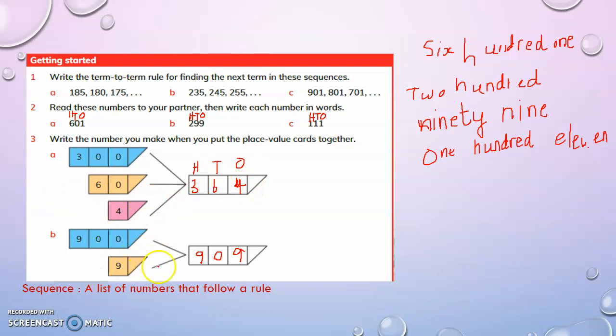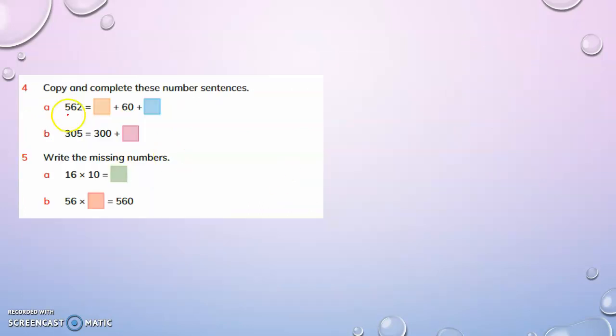Here there is no value in the tens place, so here 0. So I hope this is clear. Now copy and complete these number sentences. 562, 60 is given. This is 500 plus 60 plus 2. 305. 300 plus 5.